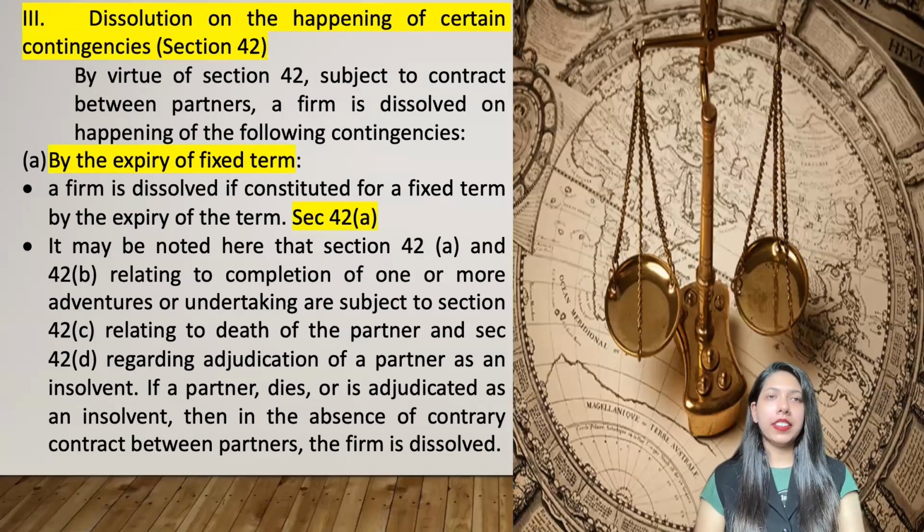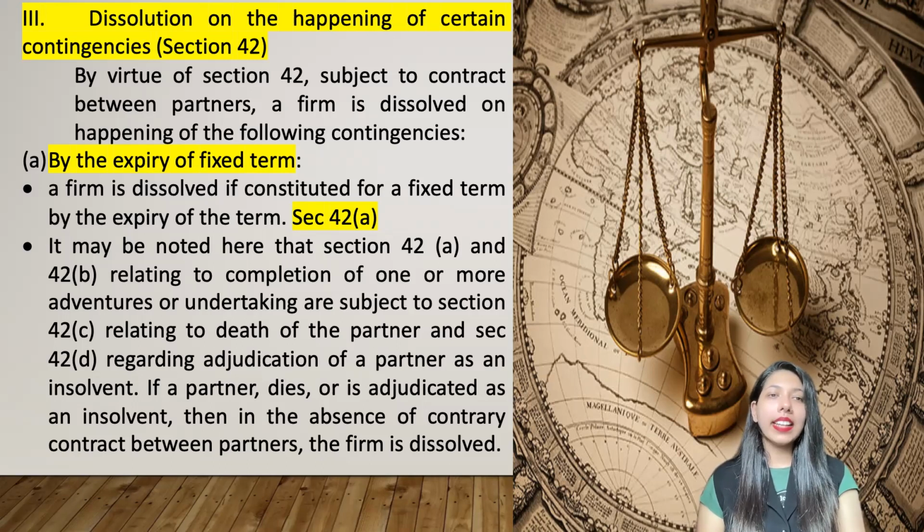And the third point is the next mode of dissolution, that is dissolution on the happening of certain contingencies, happening of certain events, which is based on Section 42. Let's discuss what the different contingencies are.